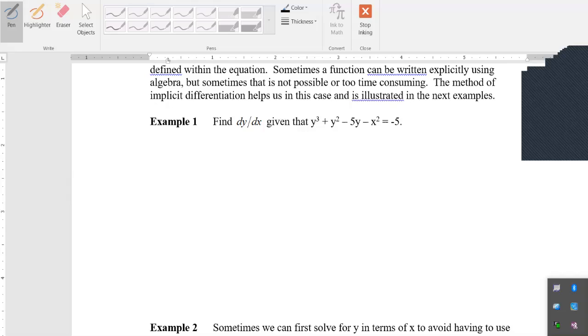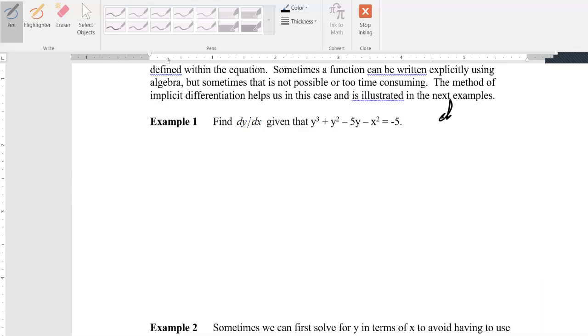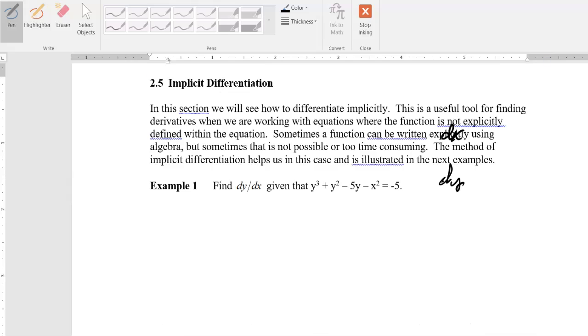And we do have to keep in mind that our function dy dx will most likely be a function of x and y. So it'll be a little different from solving explicitly first and then finding dy dx. So we'll have to live with that. But let's go ahead and start this.